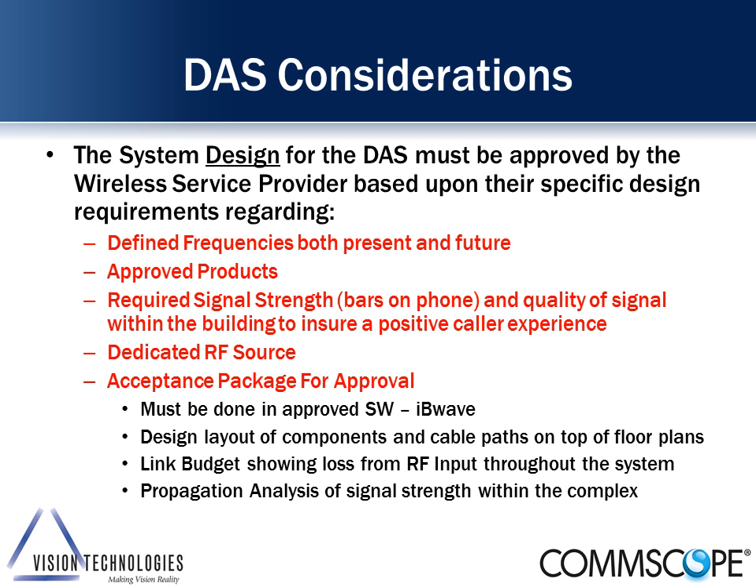Once the project has been approved, the acceptance package that goes in to get the sign-off by the carriers is required to be done in an approved software package, referred to as IBwave. That package is going to include a layout of all the components and the cable paths. It's going to require a link budget showing the loss from where the signal comes in through the entire system, and then a propagation analysis showing what the signal strength is within the complex by location.